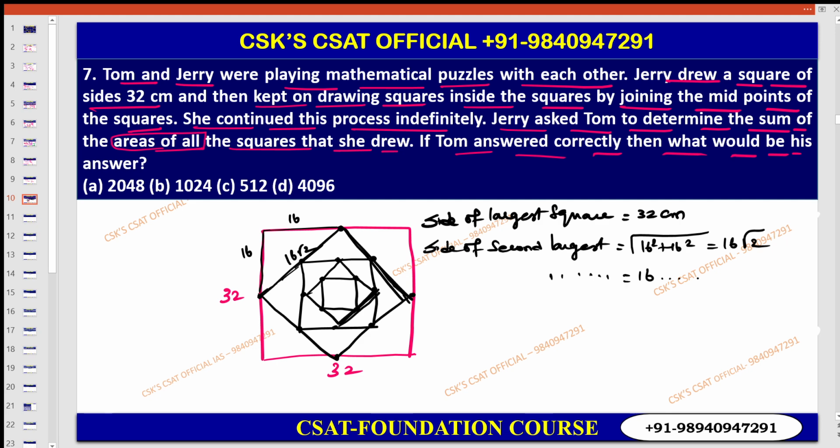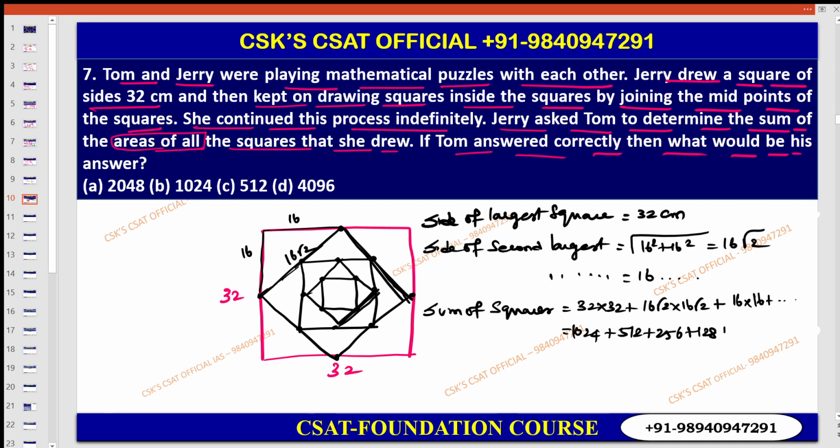But you do not have to do this. You need to find out the sum of the squares. Sum of the squares is equal to first one 32 into 32, next one 16 root 2 into 16 root 2, next one 16 into 16. Just to know the logic, you can easily do it. So 1024. Next one half of this, 512. Half of this, 256. Next 128.